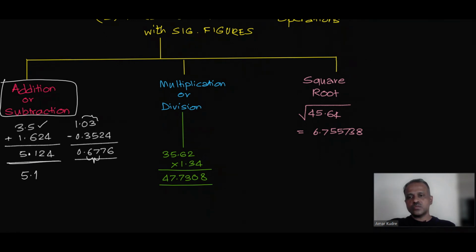So here in this case, should the answer be 0.67? No. In that case, since the number 7 needs to drop off, we need to round it off at the second decimal place. So this is incorrect. It would be 0.68. So this would be correct significant figure in the case of subtraction of two numbers having decimal figures. Okay, I hope you are clear with this.